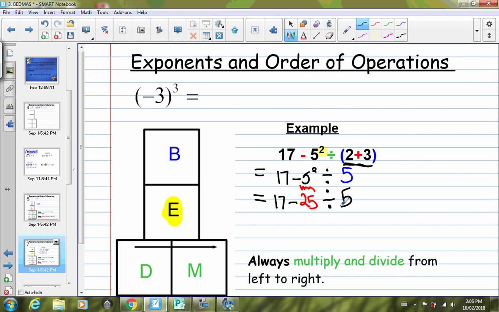My next step, so I now have brackets, exponents, that's done. I now look on my chart. What comes next? Division and multiplication. Do I have any division and multiplication? Yes, I do. This is my division. So I write 17 minus, when I do 25 divided by 5, put that into my calculator, I get 5.